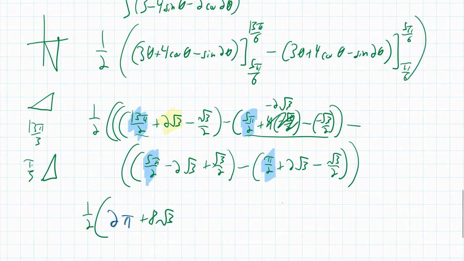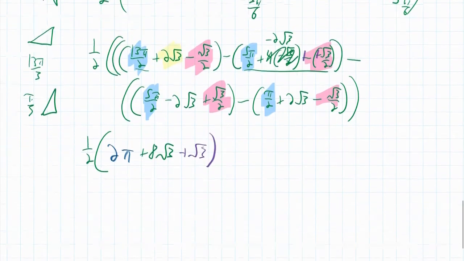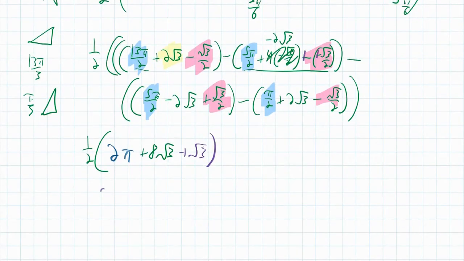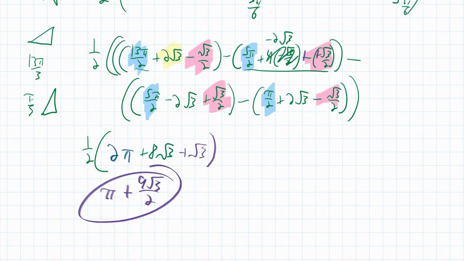And finally, let's change highlight colors. This right here, this, and this. Keep these straight. So minus, this ends up being positive right here. So this minus itself is 2 in the numerator, 3 in the numerator, and then this becomes a plus. So 2 in the numerator, 2 root 3 over 2, so this is plus root 3. And this ends up being pi plus 9 root 3 over 2. Hope I did that right. That's it.